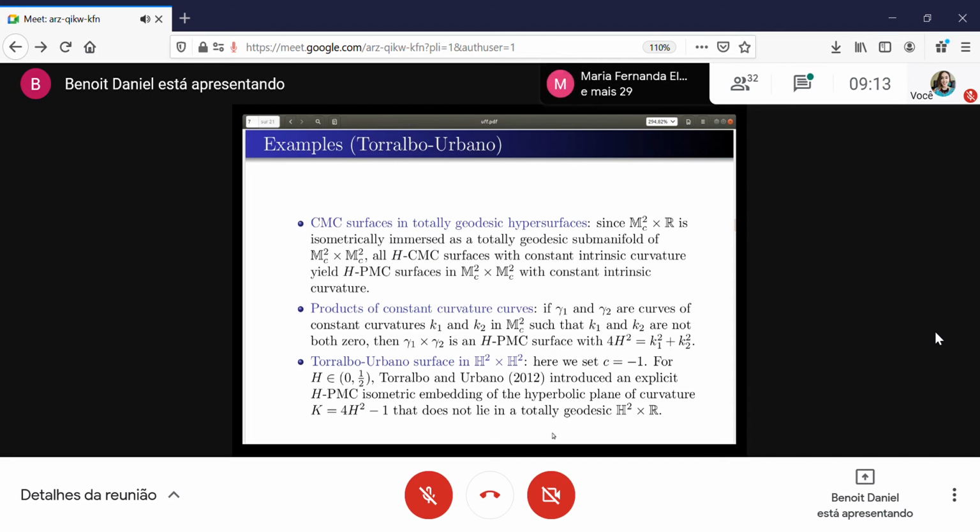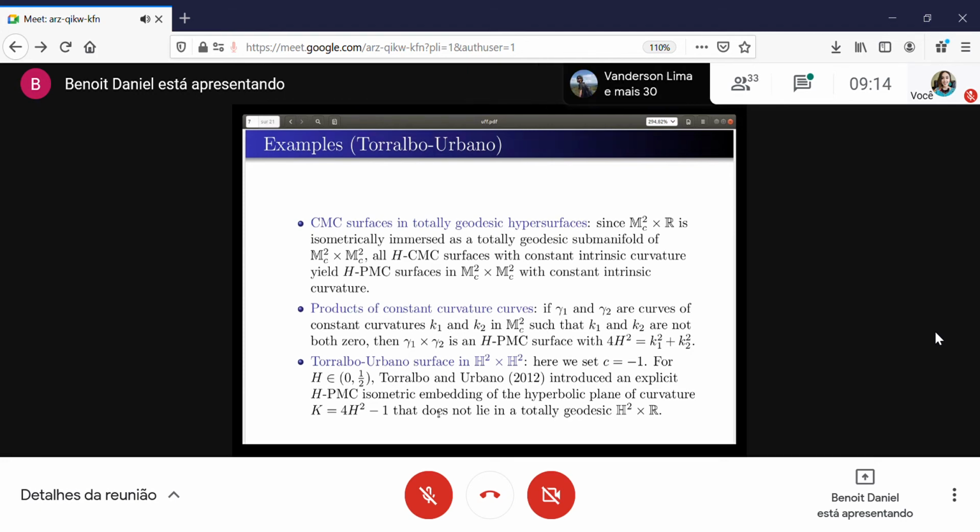For any value H between 0 and 1/2, they introduce an explicit isometric embedding of the hyperbolic plane of curvature K = 4H² - 1 that does not lie in a totally geodesic H² × R. Yes, I forgot to say that example number 2 here is flat. So the Torralbo-Urbano surface is another type of example.